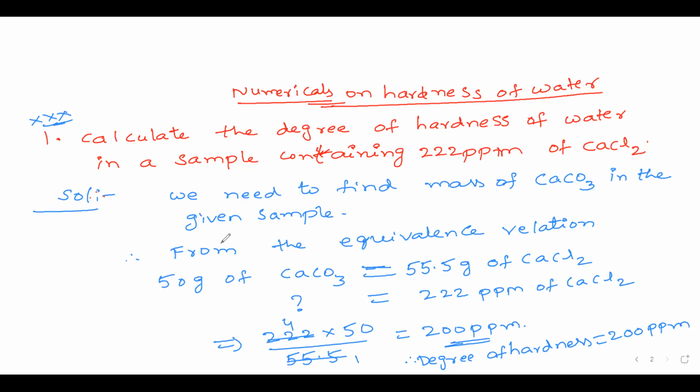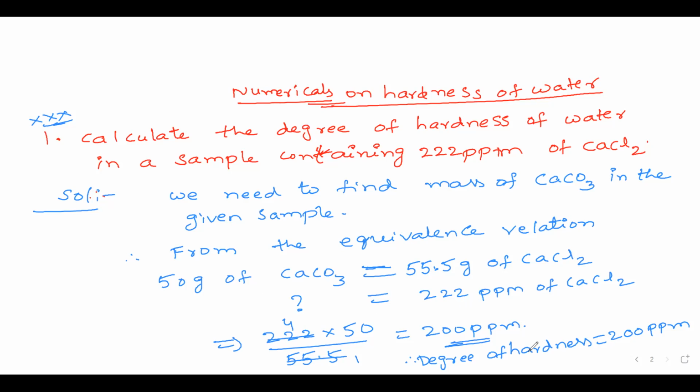According to the theory of equivalence, the equivalent weight of 1 mole of calcium carbonate should be equal to the equivalent weight of 1 mole of calcium chloride. The equivalent weight of calcium carbonate is 50 grams and of calcium chloride is 55.5 grams. So for 222 parts per million, how much should it be? It is coming around 200 parts per million. So the answer is that the degree of hardness of water in this sample is 200 ppm.